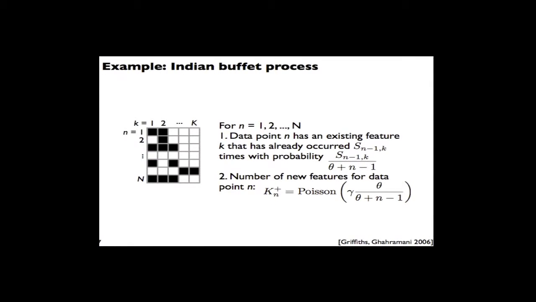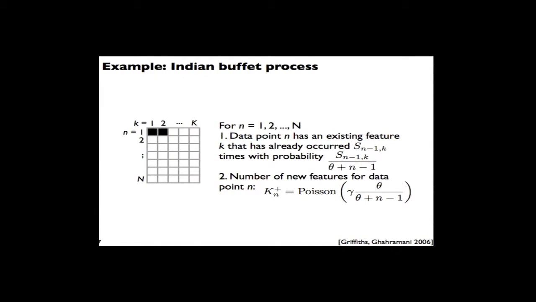So what does this look like when we're filling in our exchangeable feature allocation? Well, on the first data point, we haven't seen any features so far, so we skip the first step. We go to the second step, generate a Poisson number of features, and maybe that Poisson number happens to be 2. For the next data point, we've seen 2 features so far. So for n equals 2, we go to step 1 and say, OK, we're going to make a Bernoulli draw for each of these features. Maybe we have one feature and not the other. And then we're going to draw a Poisson number of new features, and maybe that number just happens to be 0 this time.